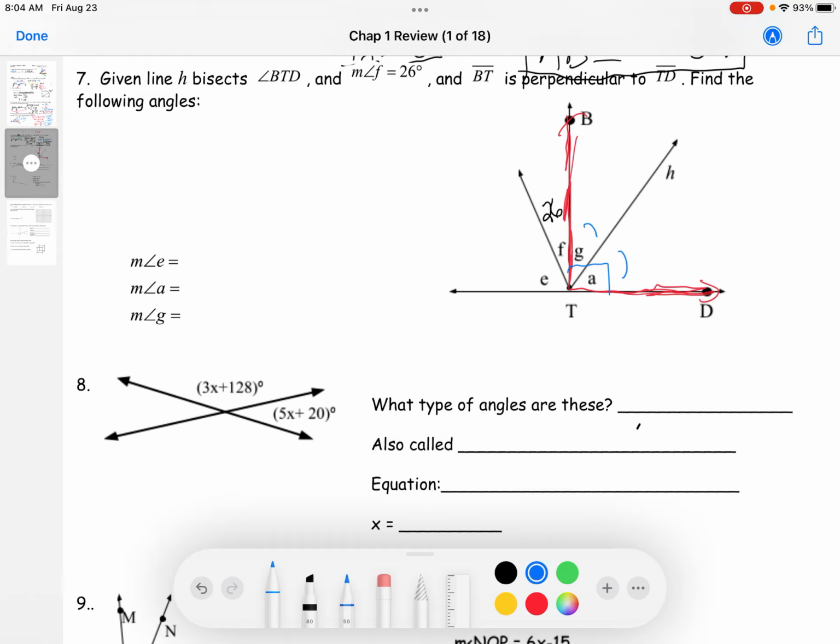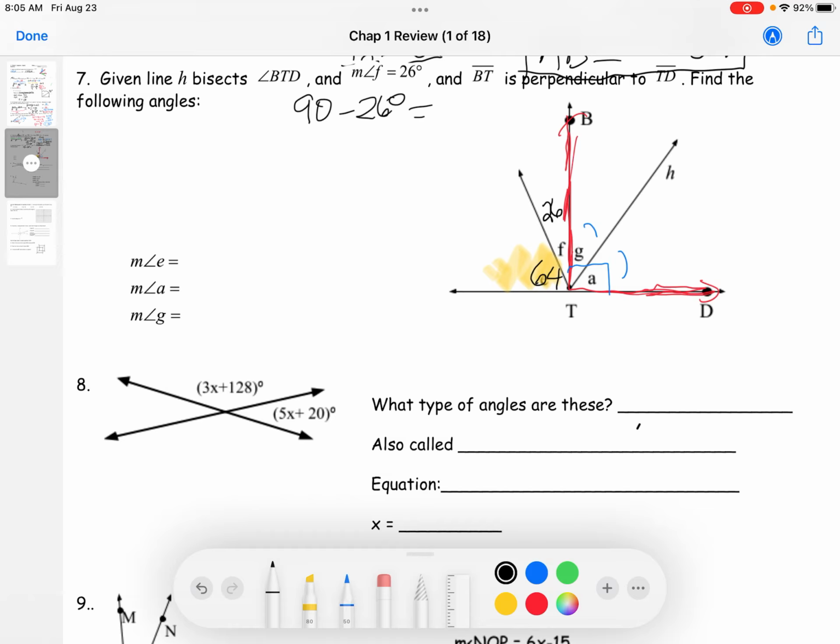So I'm going to start by taking 90, because this is also 90 degrees over here. Let me highlight this. Okay, this angle is also 90 degrees. So I'm going to subtract 90 minus 26 to get the first angle. So that means that the angle in yellow is 64 degrees. So that angle is 64.